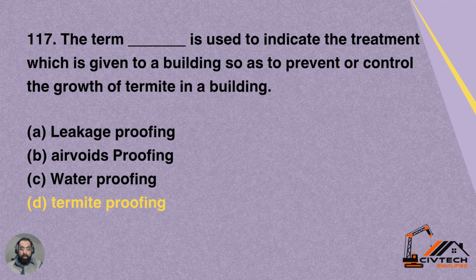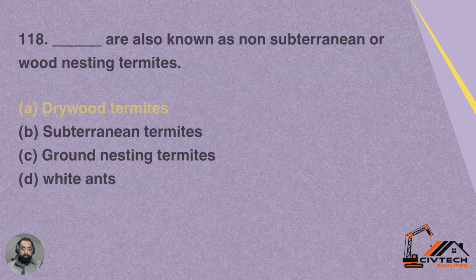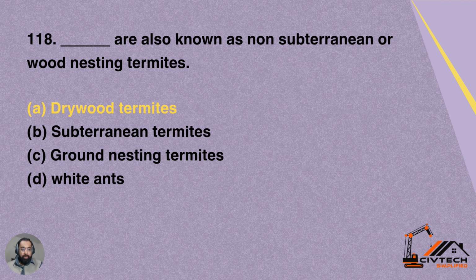Then we have question 117. The term dash is used to indicate the treatment which is given to a building so as to prevent or control the growth of termite in a building. So what is the term used to control the growth of termite in a building? Option A, leakage proofing. Option B, air voids proofing. Option C, waterproofing. Option D, termite proofing. So of course it's option D, termite proofing. Termite proofing is done just to control the growth of termite in a building.